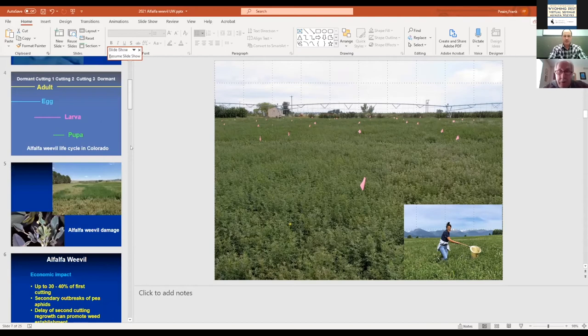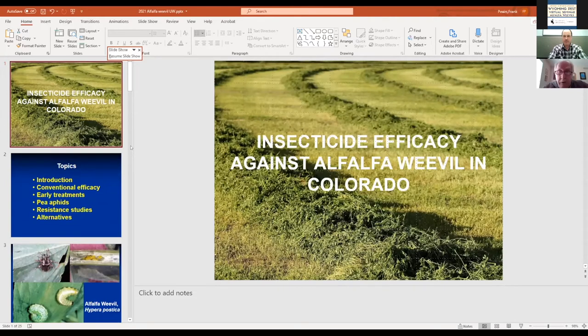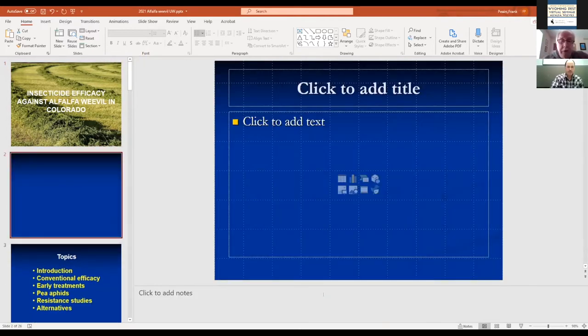So I'm going to focus on our work over a number of years on insecticide efficacy against alfalfa weevil. And really, that's most of what we've done over the years. We've done a few other things with alfalfa weevil biology and management, but we primarily focused on alfalfa weevil, or on insecticide efficacy.